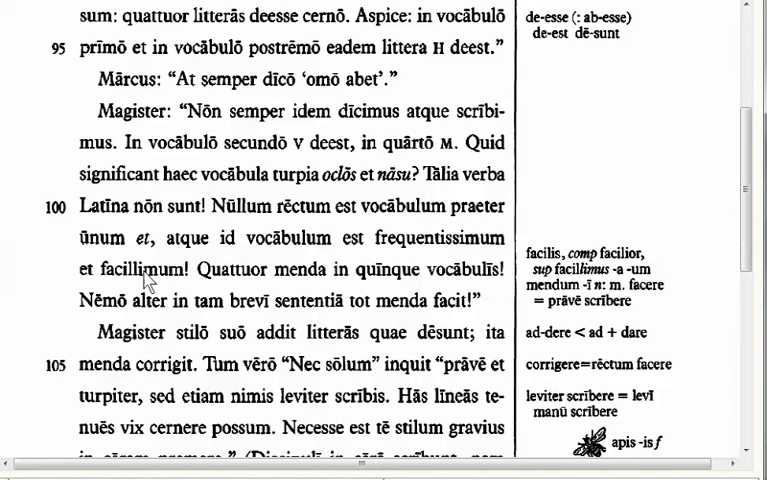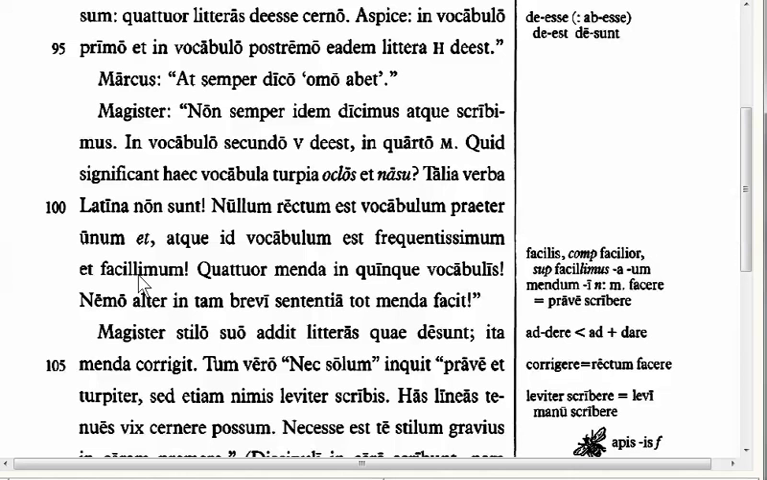And so here in this sentence we see: nullum rectum est vocabulum praeter unum, atque id vocabulum est frequentissimum et facillimum. So the teacher is saying there is no correct word except for one, and that word is the most common and the easiest word. So facillimum, the easiest, modifying vocabulum, also frequentissimum, the most and very common.